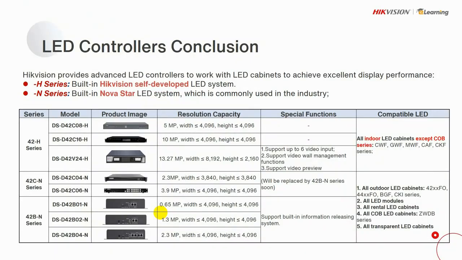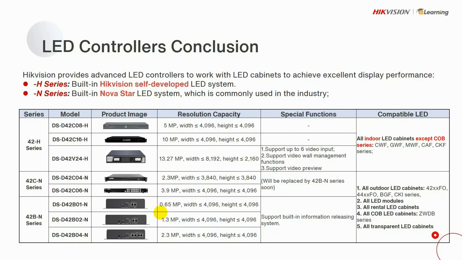At last, for this subsection, we will do a conclusion about our LED controller products. Basically, we have 2 types of LED controller. One is H series with Hikvision self-developed LED system. It's suitable for all indoor LED except COB series, okay? And the other one is N series with Nova Star LED system, which supports all our outdoor LED cabinets, and COB cabinet, which is ZWDB series, and transparent LED cabinets also.